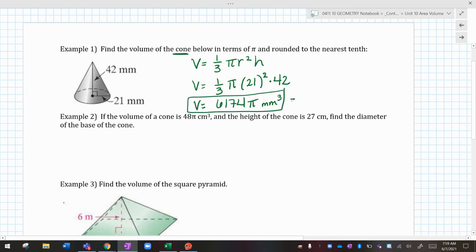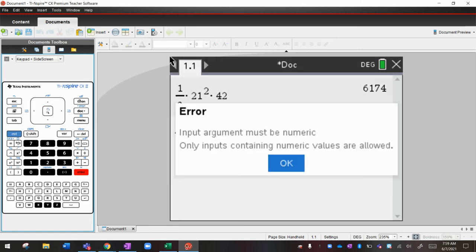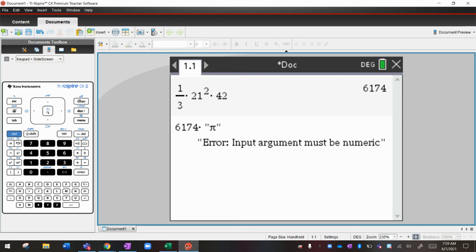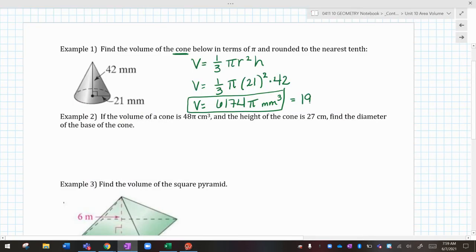And if I want that volume to the nearest tenth, I will take that number, 6,174, and multiply it by pi. The calculator is giving an error about the input argument. What is happening? 6,174 times pi. I don't know what it doesn't like. 19,396.2. And that would still be cubic millimeters.